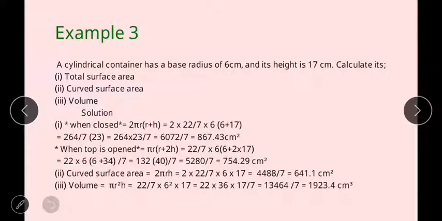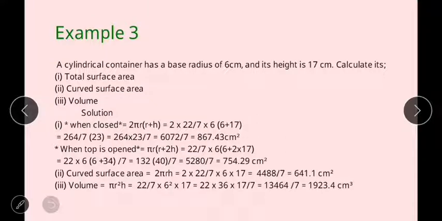Question 2 says curved surface area. The formula to calculate the curved surface area of a cylinder is what? 2 pi r h. Good. So putting your values there would give you 2 multiplied by 22 over 7, which is your pi, multiplied by r, which is 6, multiplied by 17, would give you 4,488 over 7. Check it up yourself. Calculate it. Did you arrive at my answer here? Well done.